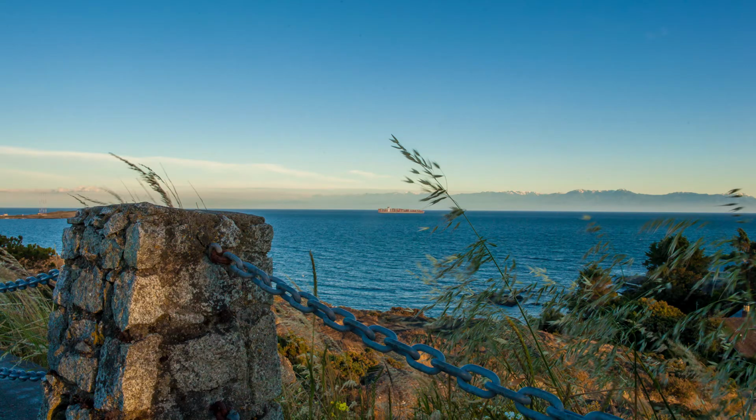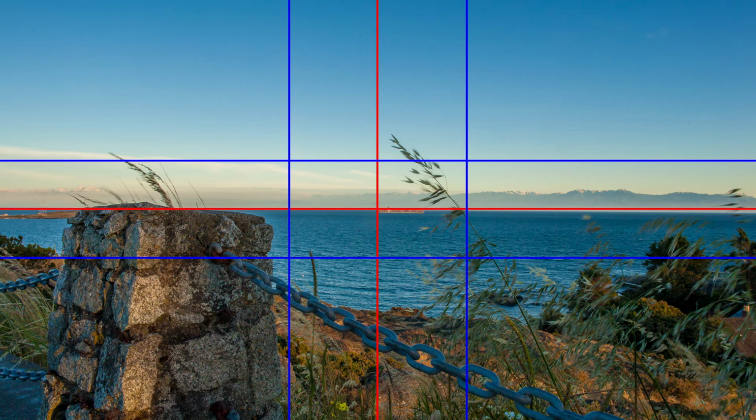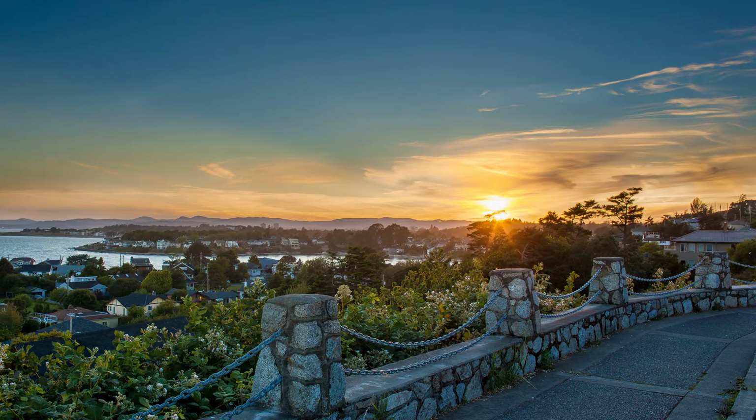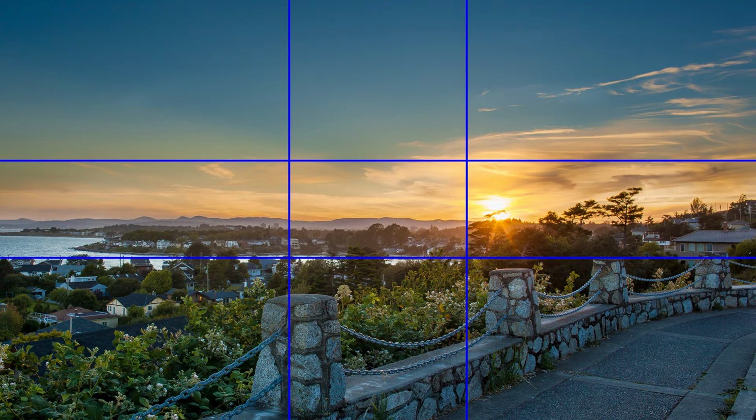In this example, we have placed our horizon right in the middle vertically, but have used the rule of thirds to place the stone structure within the left third only. Here we have placed the sun right inside the right third with more space to the left, showing that the sun is casting light in that direction.